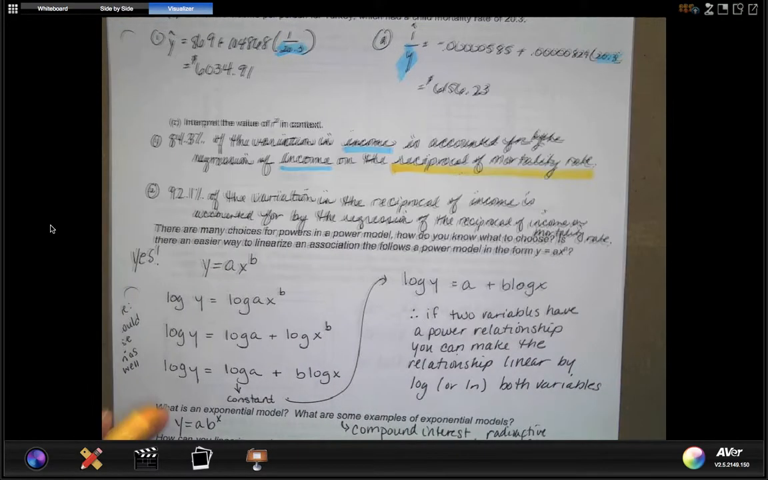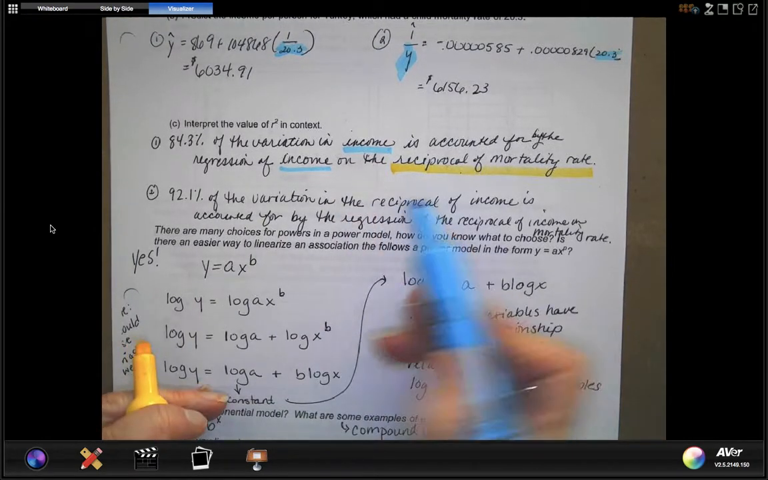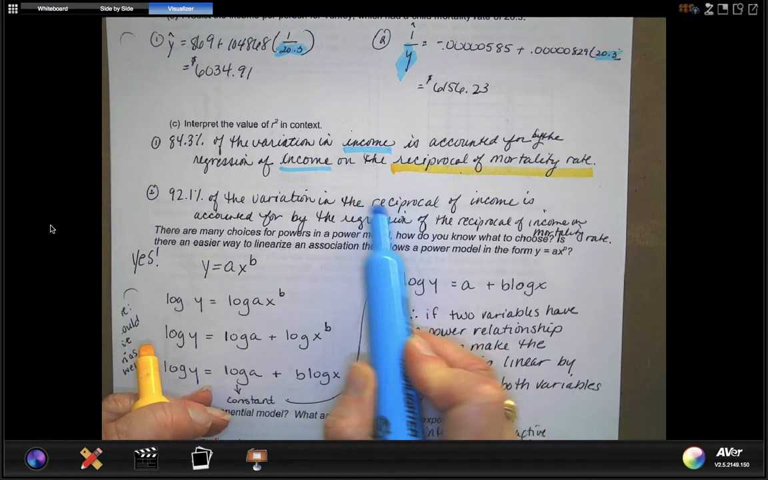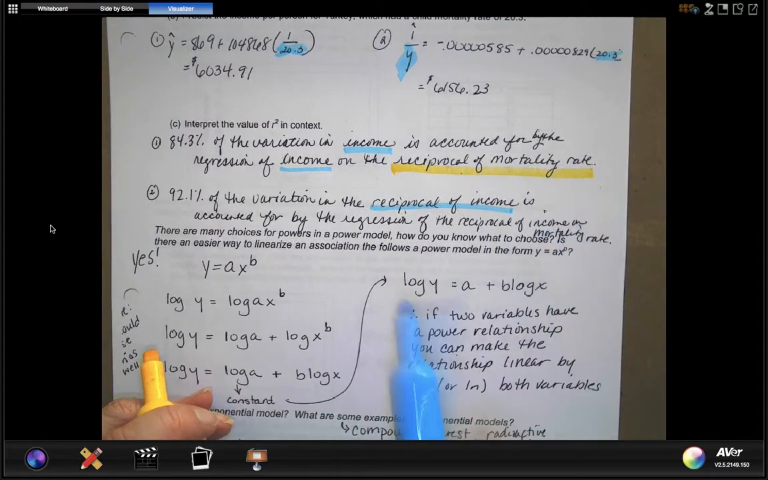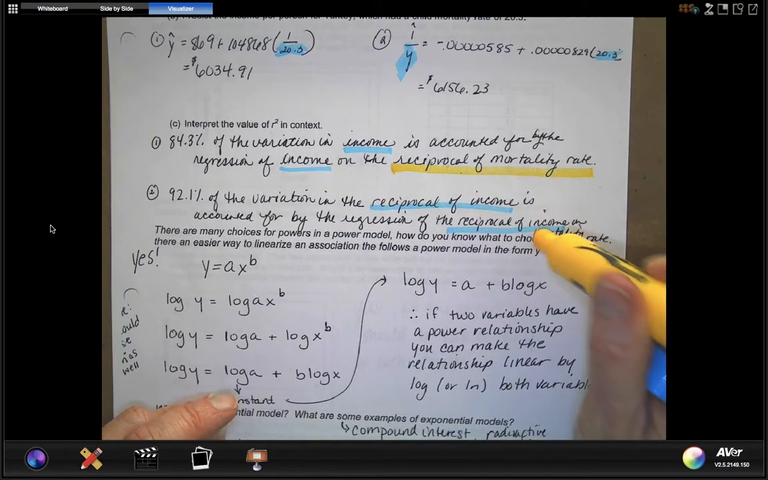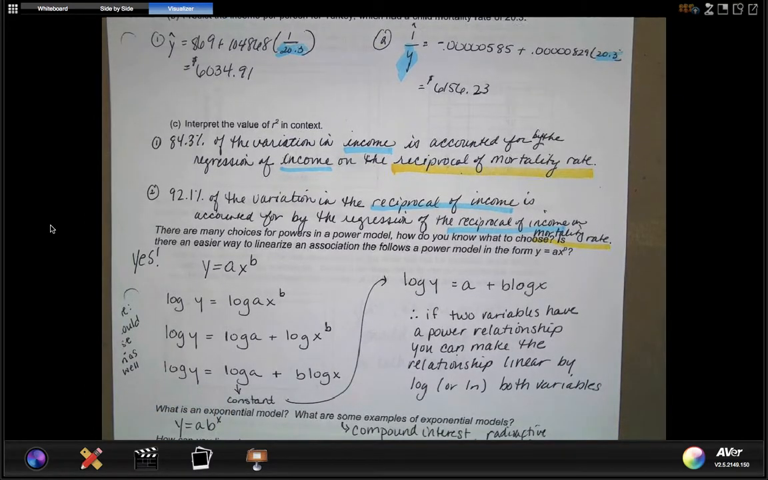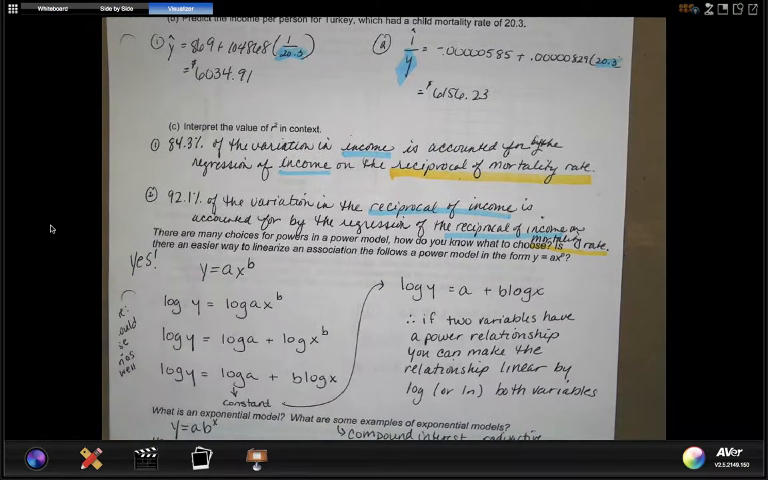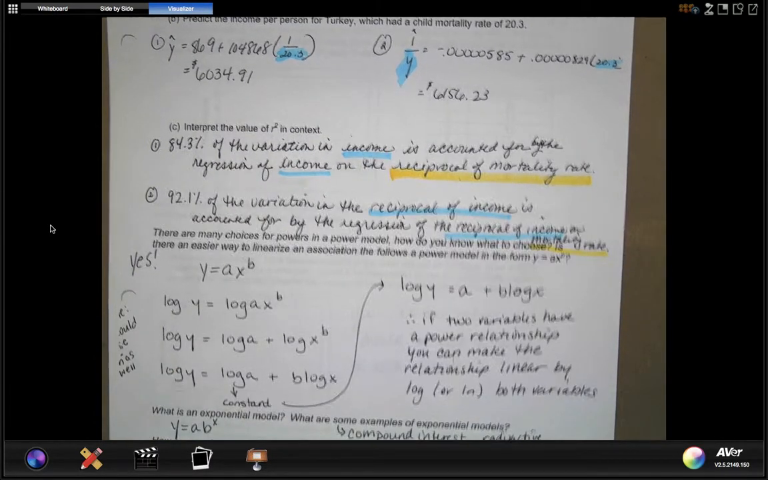Okay, the other one, remember my y is the reciprocal of income. So 92.1% of the variation in the reciprocal of income is accounted for by the regression of the reciprocal of income on mortality rate, okay? And if you wanted to ask which one does a better job, obviously the second one seems like it does a better job than the first one.